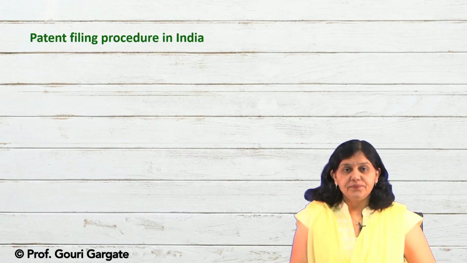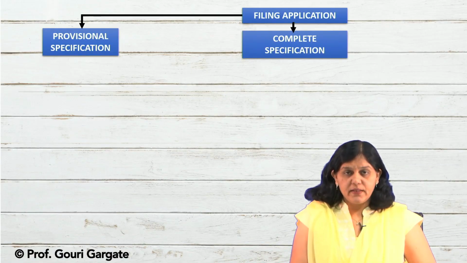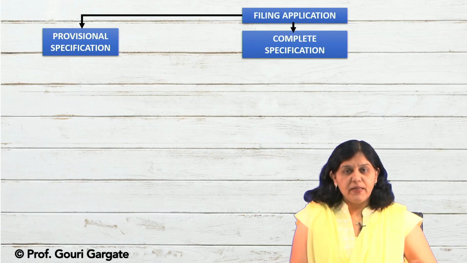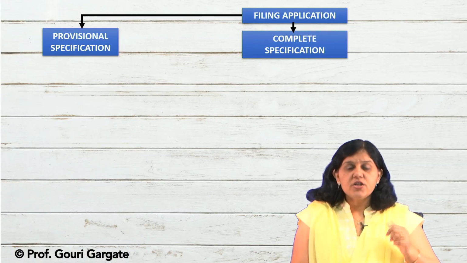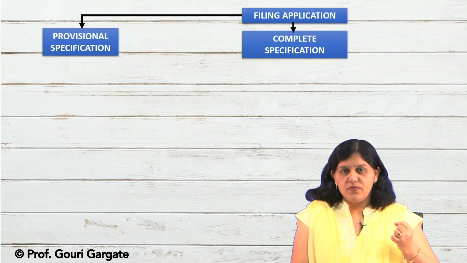So, let us start. The first step is that the applicant will create a document that may be a provisional specification or a complete specification. This may be drafted by the patent attorney or agent or the applicant himself. He or she will file this specification in the respective patent office as per the jurisdiction.